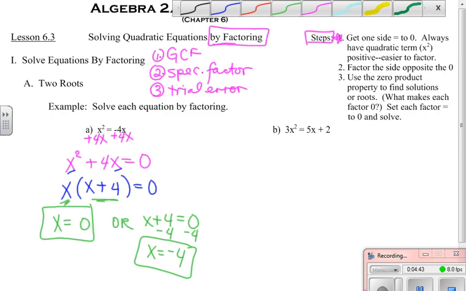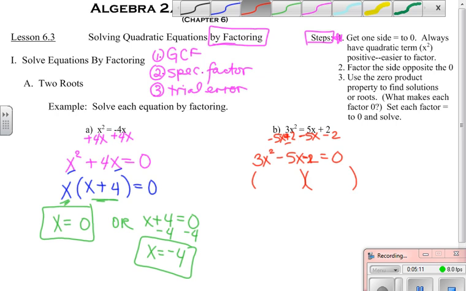So continuing on, 3x squared equals 5x plus 2. We need to get equal to 0, so I'm going to subtract 5x and subtract 2. If you're worried, do this in multiple steps, that's fine. So 3x squared minus 5x minus 2 equals 0. Those signs are everything.